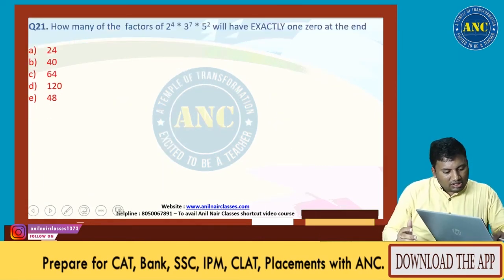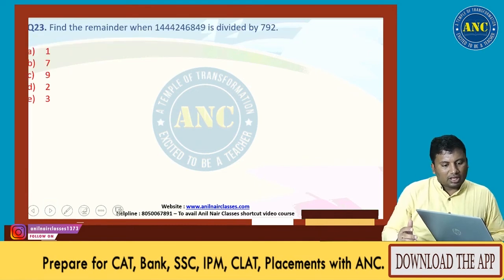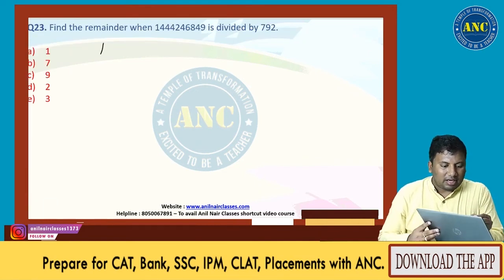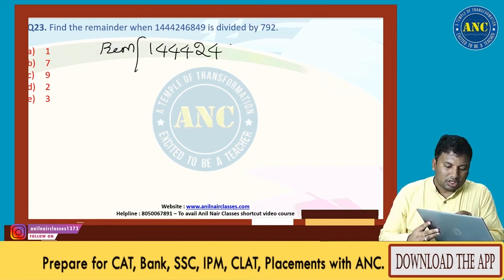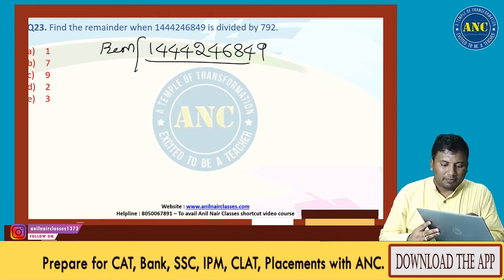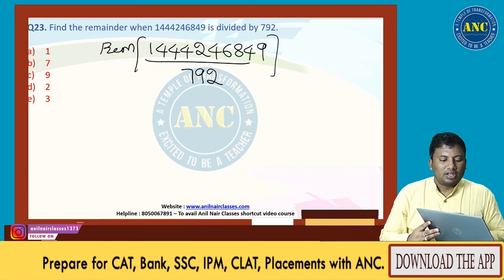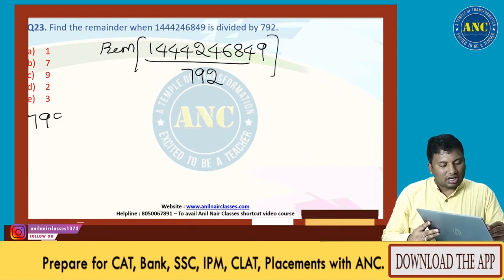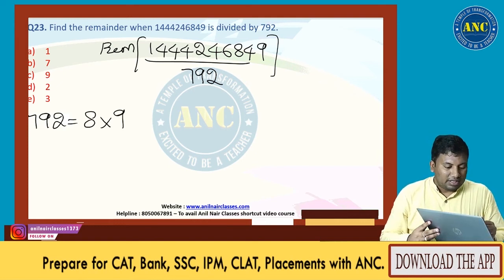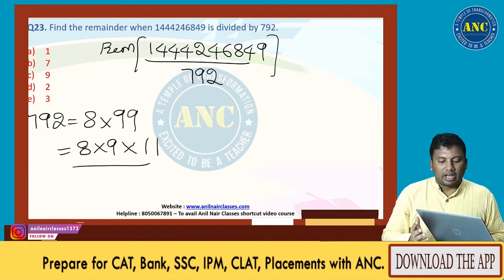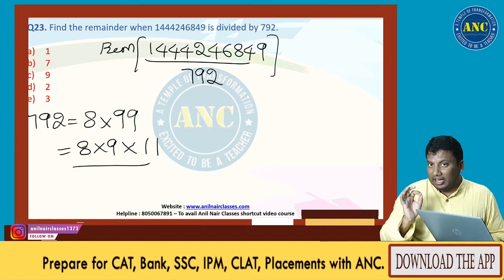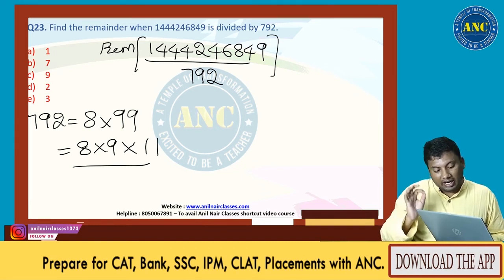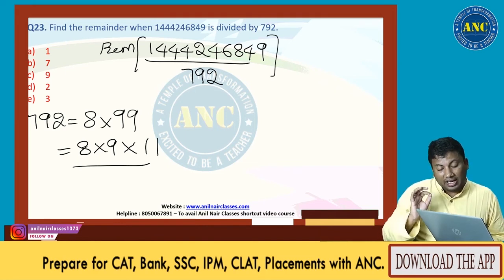Now I will do some more remainder based problems so that it will be clear. Find the remainder when 1,444,246,849 is divided by 792. 792 is nothing but 8 nines are 72, so 72 nines are 8 into 9 into 11. The answer, when divided by 8, will give a form; when divided by 9, a form; and when divided by 11, a form.